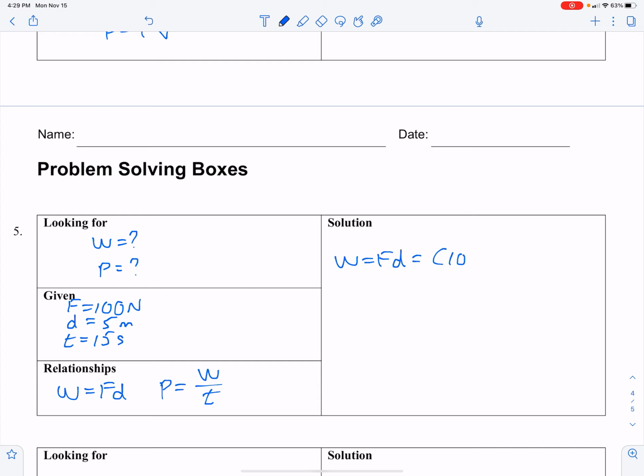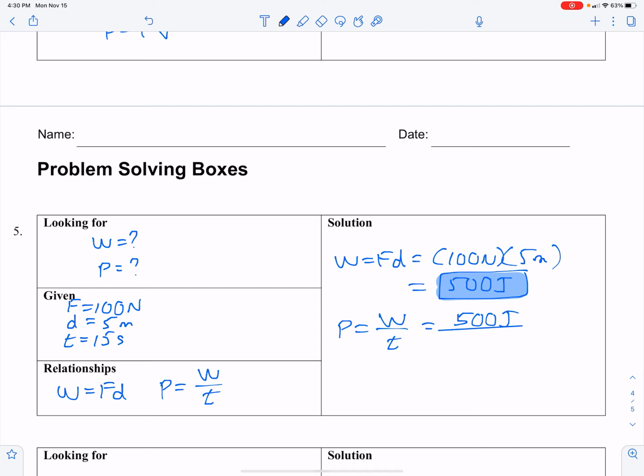So force times distance, let's go 100 newtons times 5 meters, and that would give us 500 joules. And now the power is going to be the work divided by the time. So let's take our 500 joules of work divided by 15 seconds. We get about 33.3 watts of power.